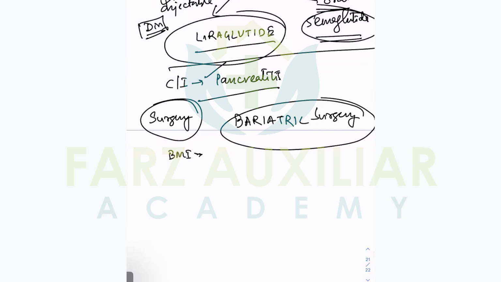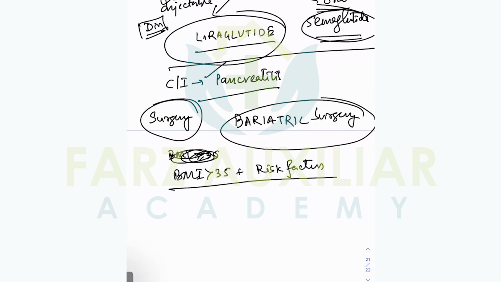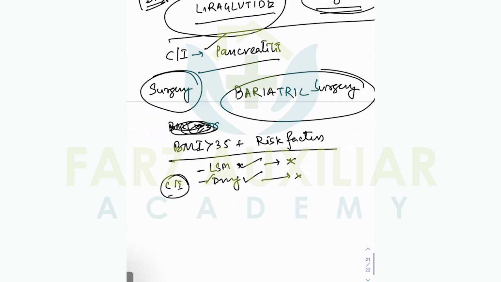BMI more than 35. Okay, it is not equal to, it is directly BMI more than 35 plus risk factors are present. Lifestyle measures done but failed. Drugs, medicine done but failed, or medicine contraindication was there. This is the criteria for surgery. Whenever these three things are there, they will go for surgery.